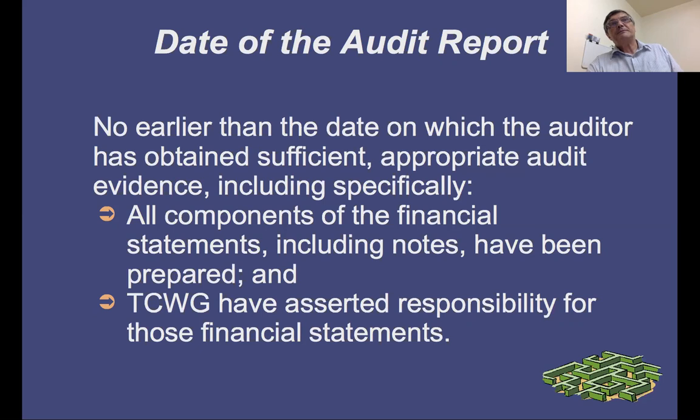So what are the rules about dating? Well, it's no earlier than the date on which you have obtained sufficient appropriate audit evidence. In other words, you've completed the audit. But interestingly, they say, including specifically, all components of the financial statements, including notes, have been prepared. So you can't issue an audit report before the accounts have been prepared. I would hope that was kind of obvious, but nonetheless, it's there in black and white in the standard. And that those charged with governance have asserted responsibility for those financial statements, which is normally done by signing them, but it may be done in other manners.